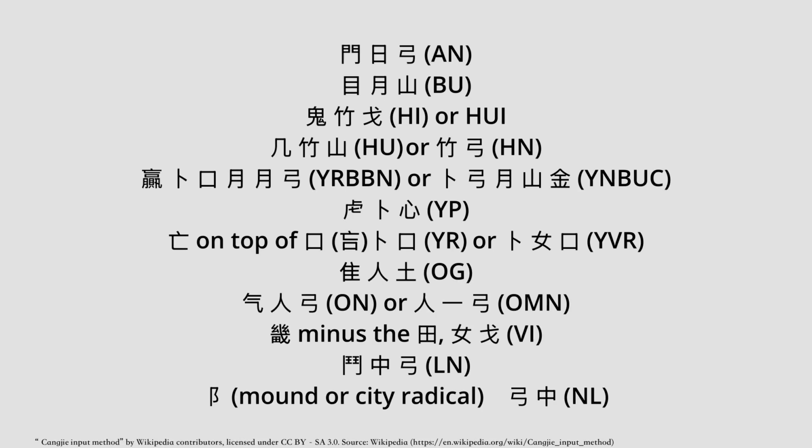There are a couple of Chinese characters which have really strange kanji codes that you just have to memorize. For example, men, as in door. For that character, you type A, and then you type N. Here's a list of a couple other ones that have strange kanji codes that you just have to know.